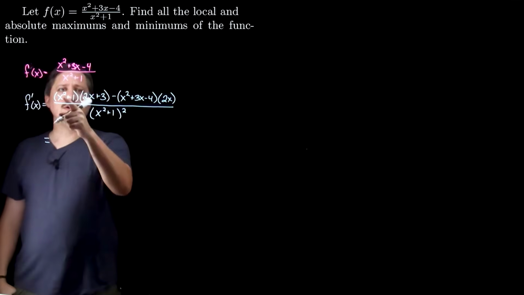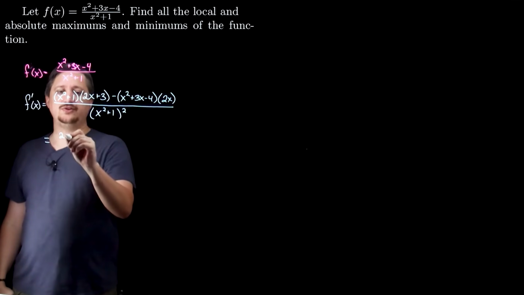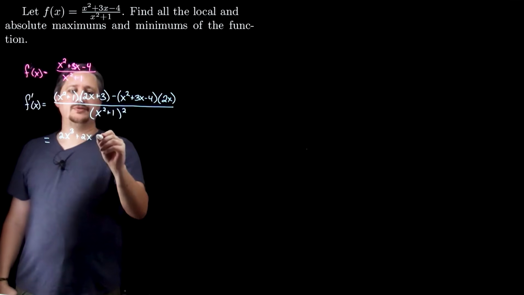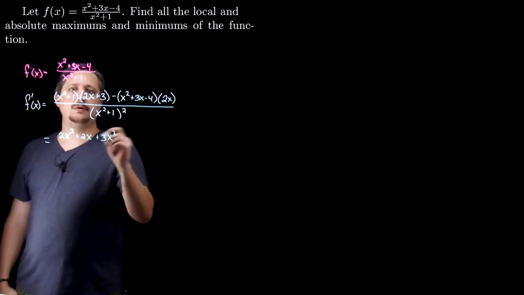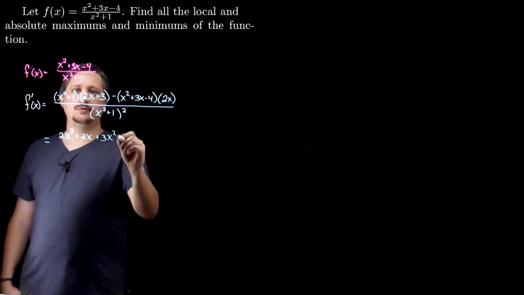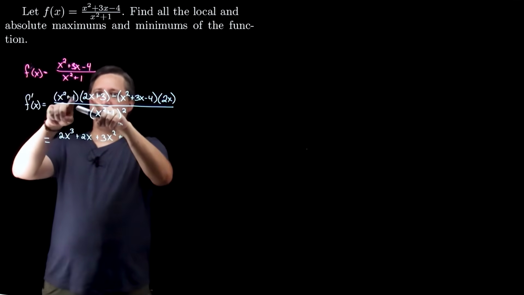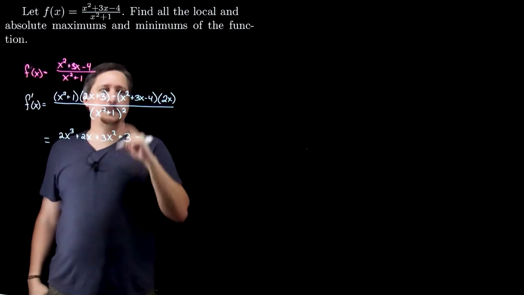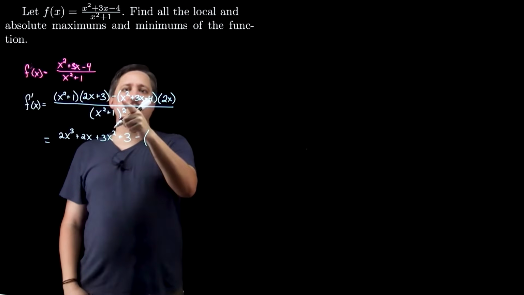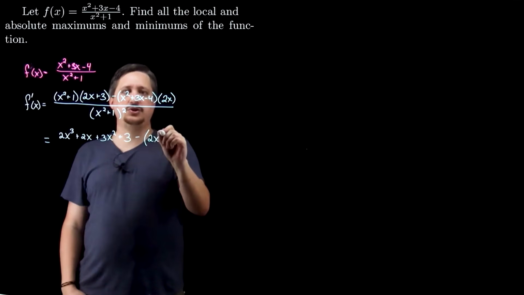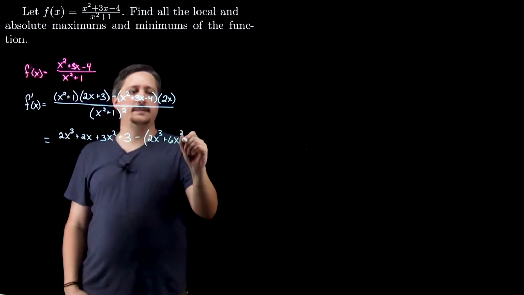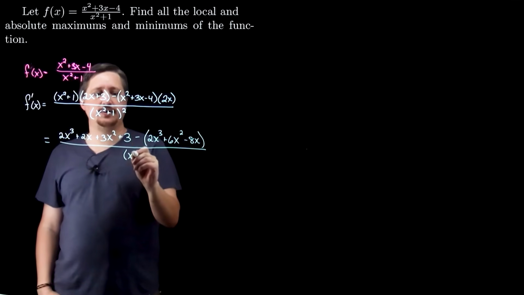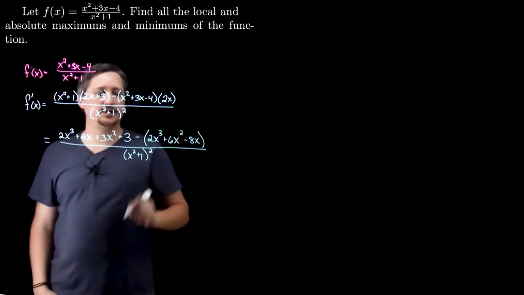So I'm going to expand all of this out. Foiling, I'm going to get 2x cubed plus 2x plus 3x squared plus 3, minus, then 2x times that, so I'm going to get 2x cubed plus 6x squared minus 8x, all over, and I can leave the bottom factored because I don't have to worry about the bottom here. As I said, it's never 0, which is what I really care about.